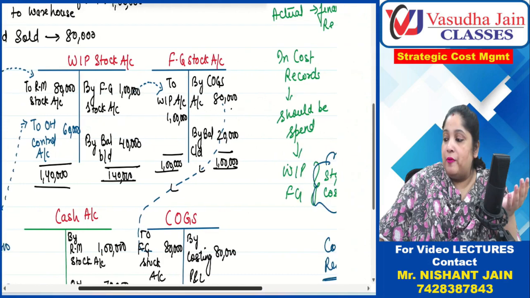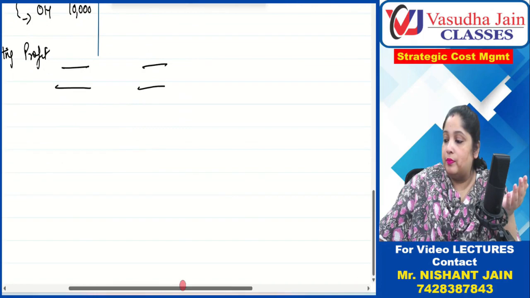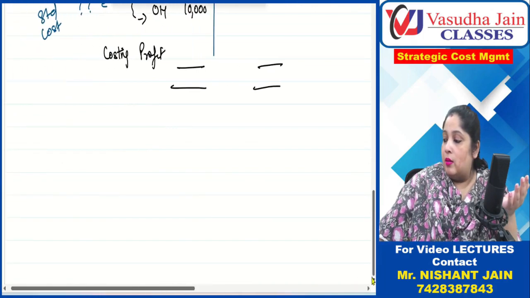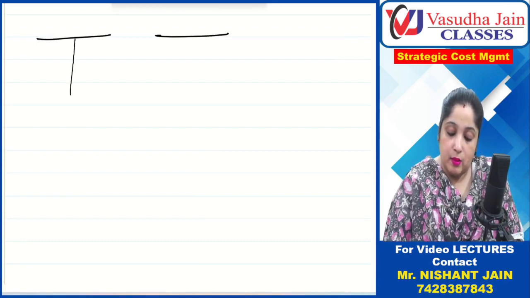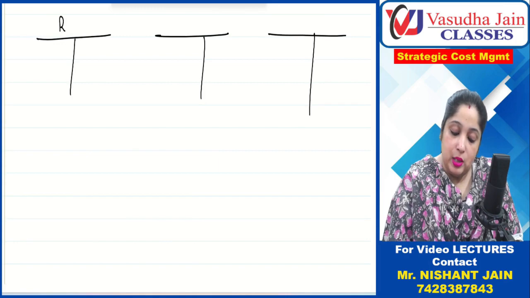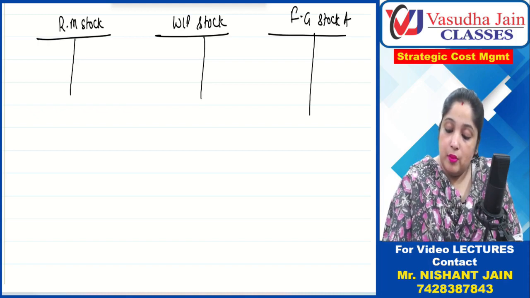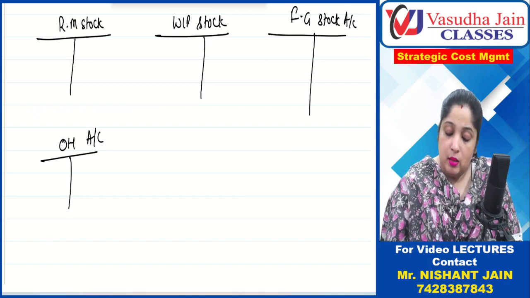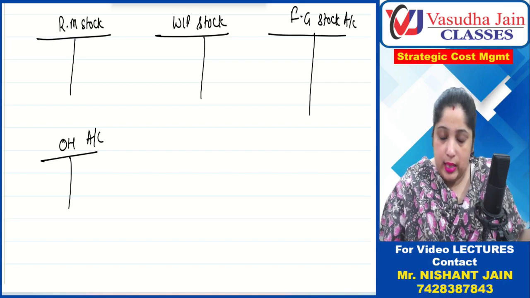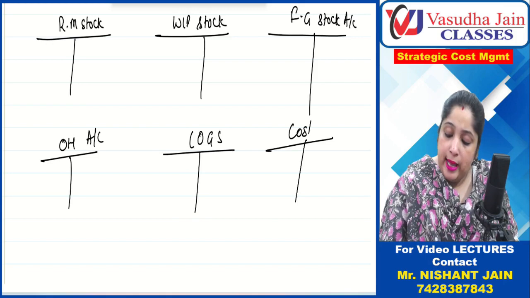Okay. So first of all, what we have learned till now is that these are the basic accounts that we are going to prepare. Raw material stock account, work in progress stock account, finished goods stock account, then expenses, overheads account, then cash, bank, creditors, and other accounts will also be made, and then cost of goods sold account, and then mainly costing profit and loss.